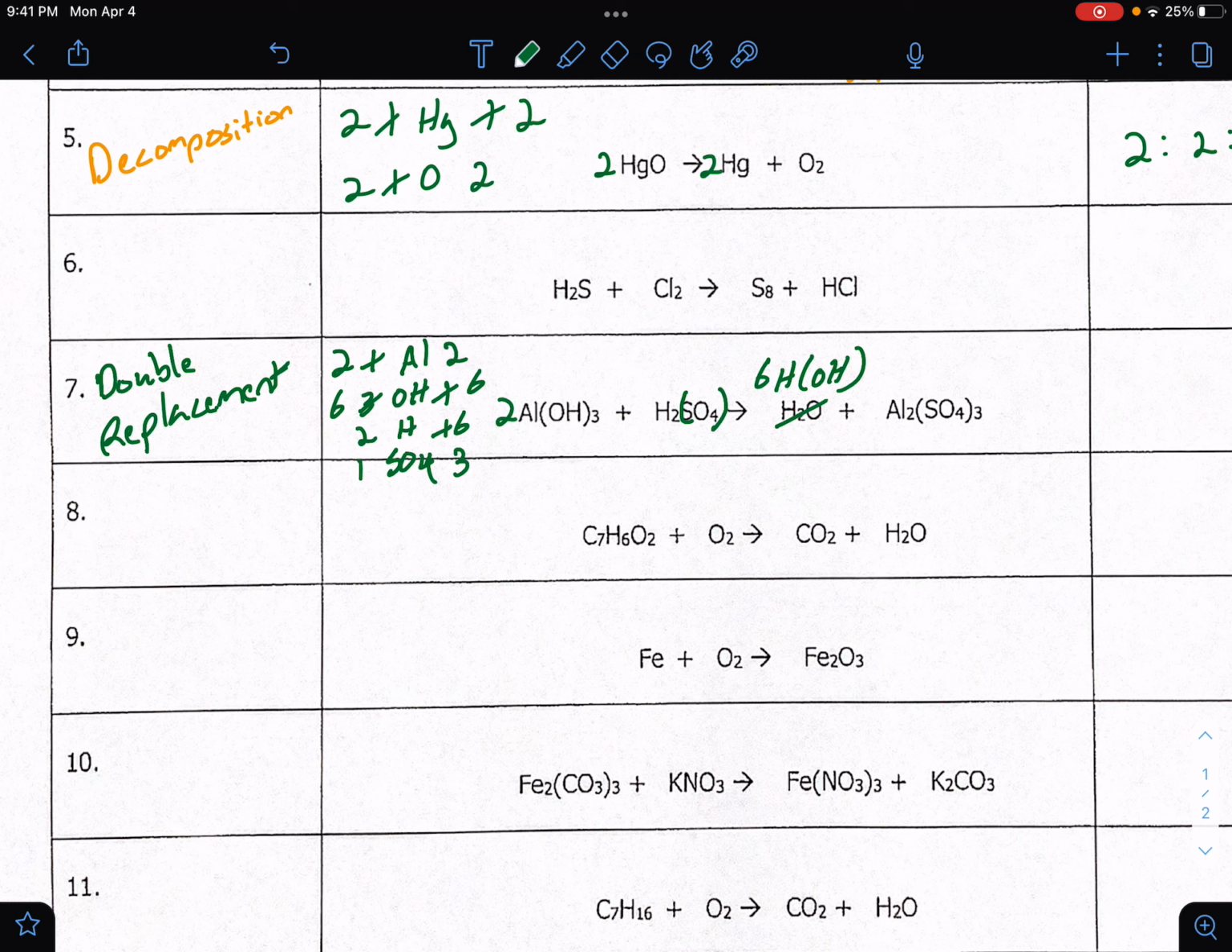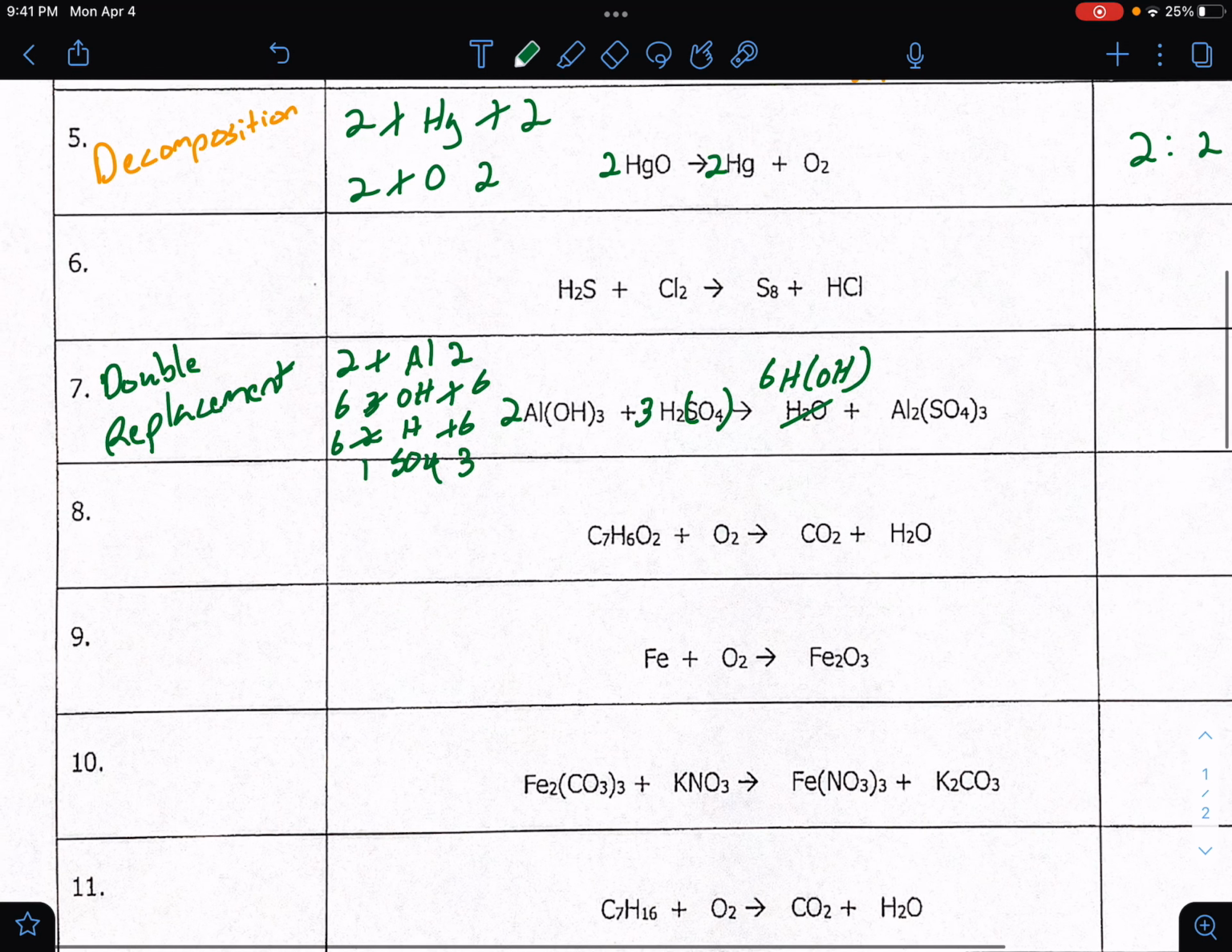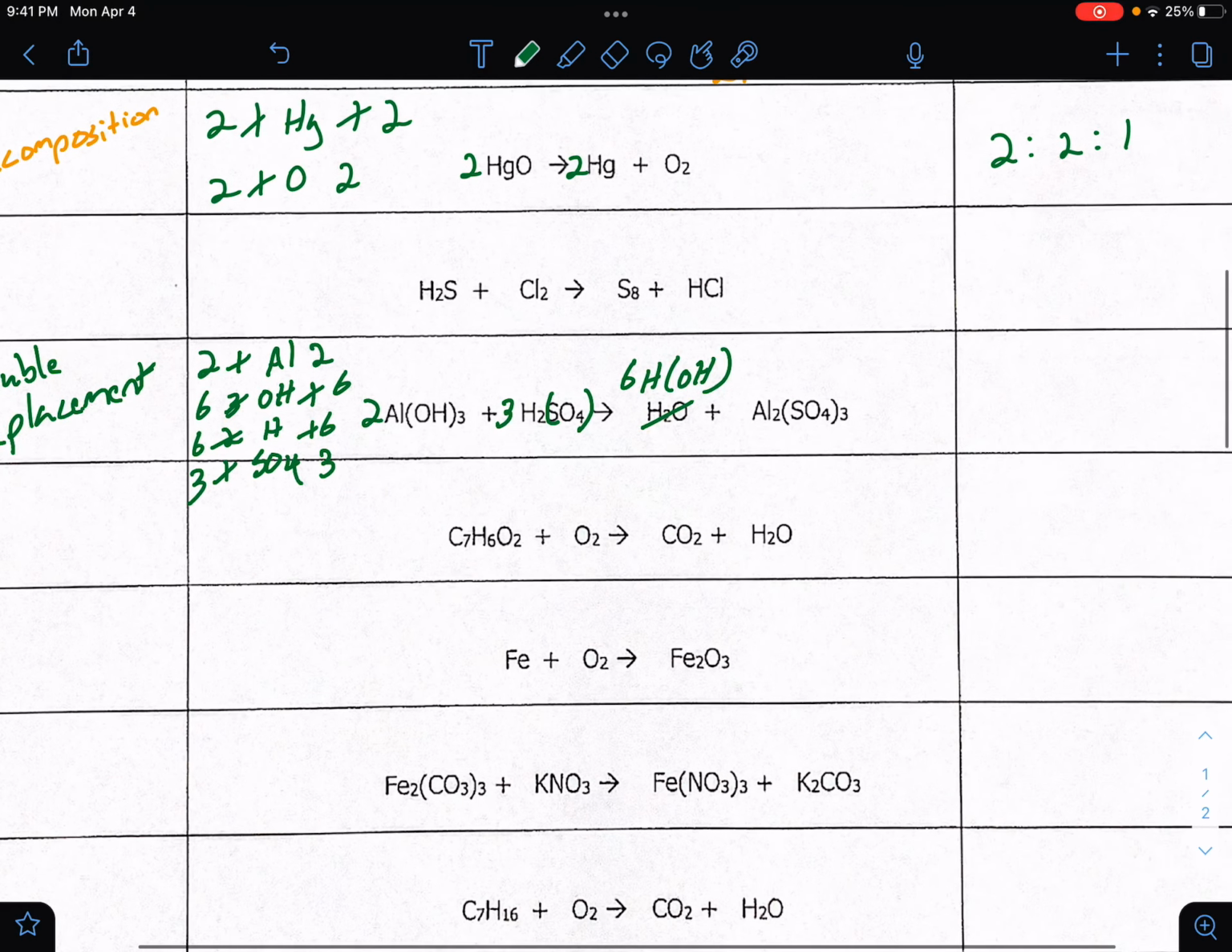Okay, so now let's move on to our hydrogens. I have 2 on the left, 6 on the right. So I'm going to put a 3 in front of this H2SO4, and that will fix my hydrogens to 6. Also, in one sweep, two birds, one stone, it fixes my sulfates to 3 as well. So now all my numbers match. Okay, so now I'm done. I'm going to write my ratio: 2, 3, 6, and then there was nothing in front of the Al2(SO4)3, so that was basically just a 1. So there's your answer there.